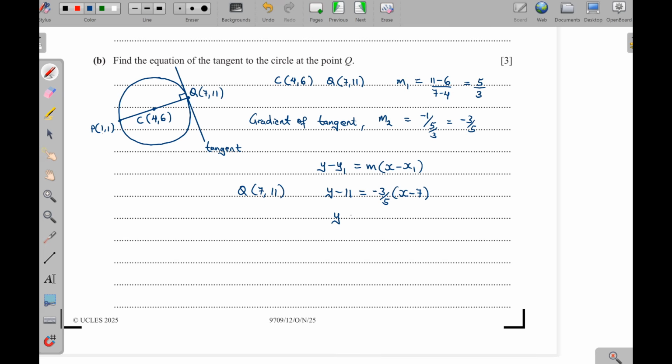We shall have y, which is equal to -3/5 of x, and then -3 times 7, that will be a positive 21/5, and then 11 crosses, and then it becomes a plus. So finally, we are going to have y, which is equal to -3/5 of x. Now 5 times 11, that is 55. So we have 55, then plus 21, that will be 76, not so? So we shall have plus 76, then out of 5. That is going to be the equation of our tangent here.